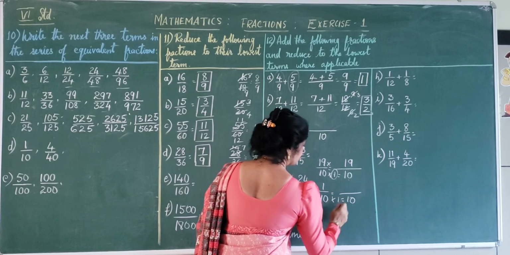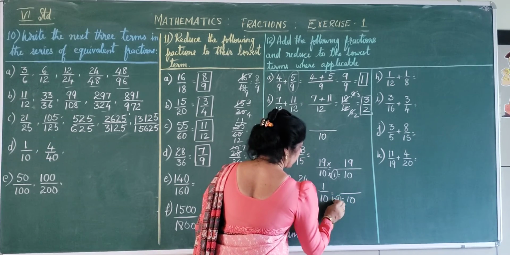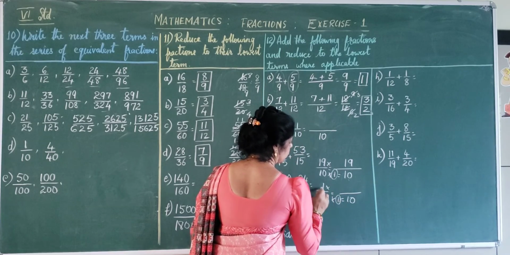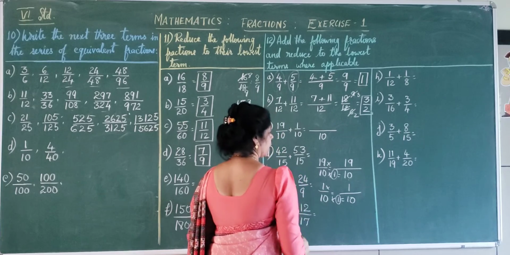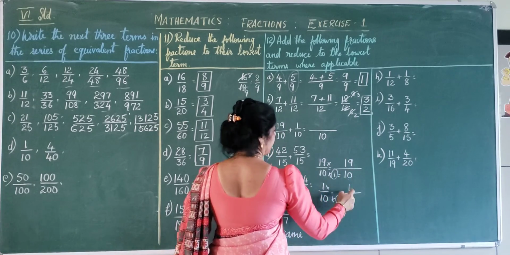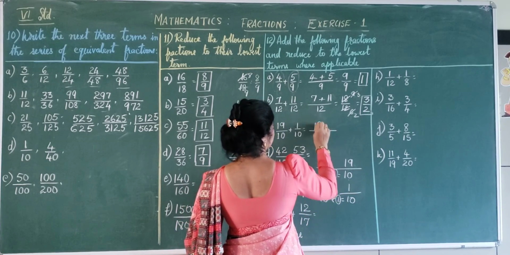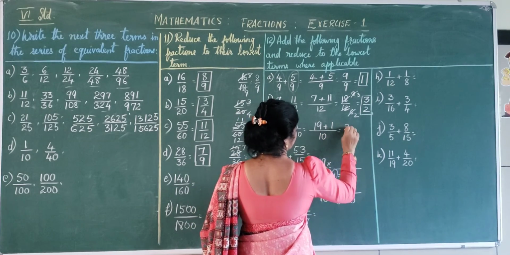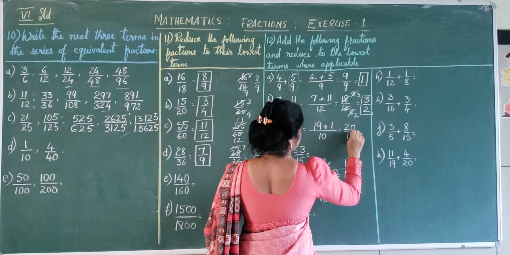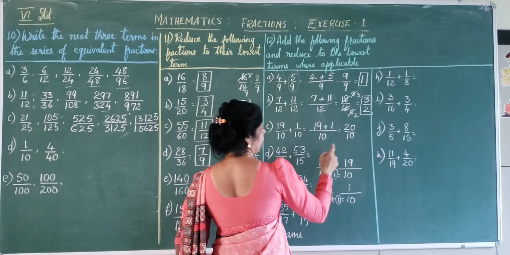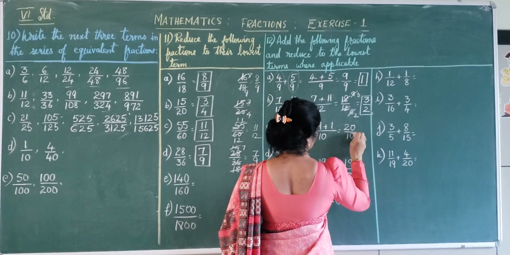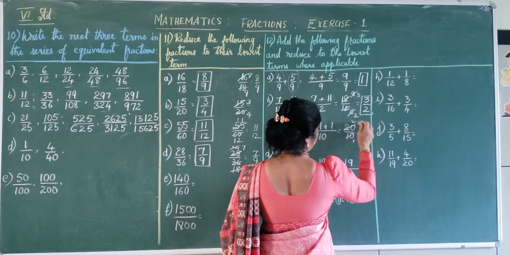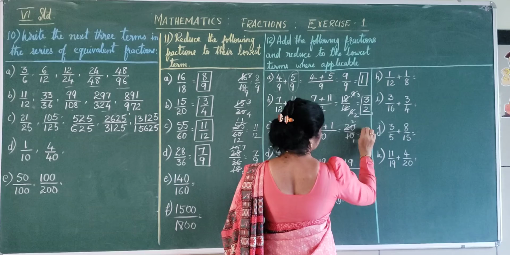The same way, 1 by 10, 10 is common. 10 into 1 is 10. So 1 is the middle factor, 1 into numerator, 1 ones are 1. So now 19 and 1 has come here. 19 plus 1 is 20 by 10. Here you can see 10 ones are 10, 10 twos are 20. So what is remaining? 2 by 1, which is nothing but 2.